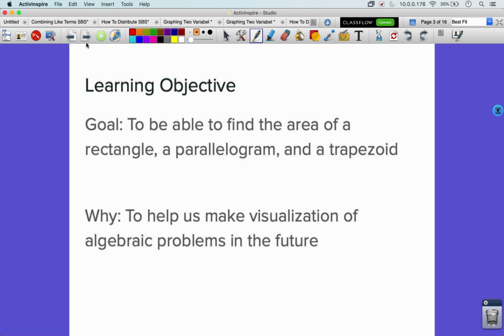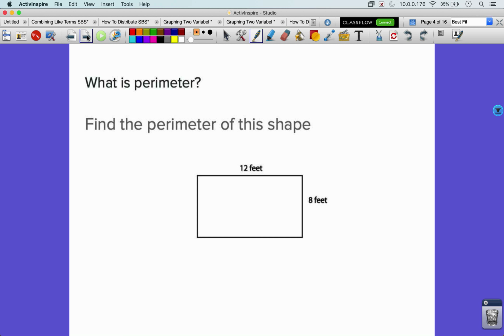All right, goal for today is to find the area of rectangles, parallelograms, trapezoids, and I threw triangles in as well today. Why are we doing this? Well, we're going to do it with numbers today so that we can do it with variables very soon because areas and perimeters with variables give us a really good opportunity to practice our skills of distributing and combining like terms and simplifying in a very visual way.